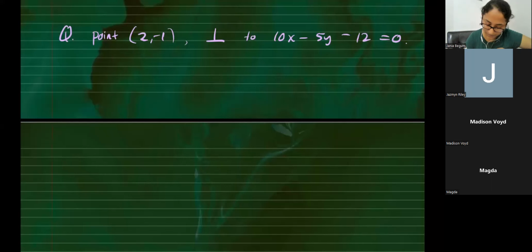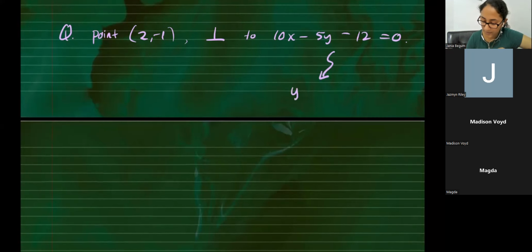Okay, so we want to find an equation of the line passing through the point (2, -1), perpendicular to the line 10x minus 5y minus 12 equals 0. So I want to borrow the slope from this line. So you want to write this in y equals mx plus b form. So let's do that. You can do it in many different ways. I'm going to go ahead and add 12 and add 5y to both sides. So that gives me 10x is equal to 5y plus 12.